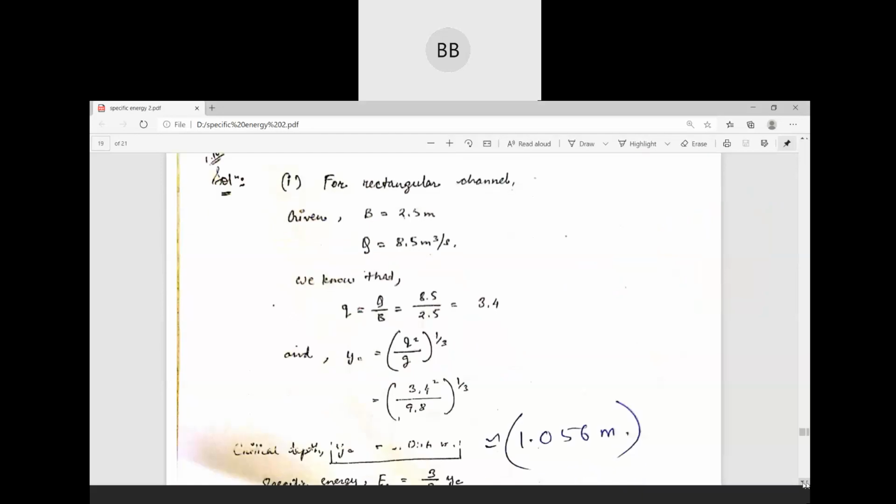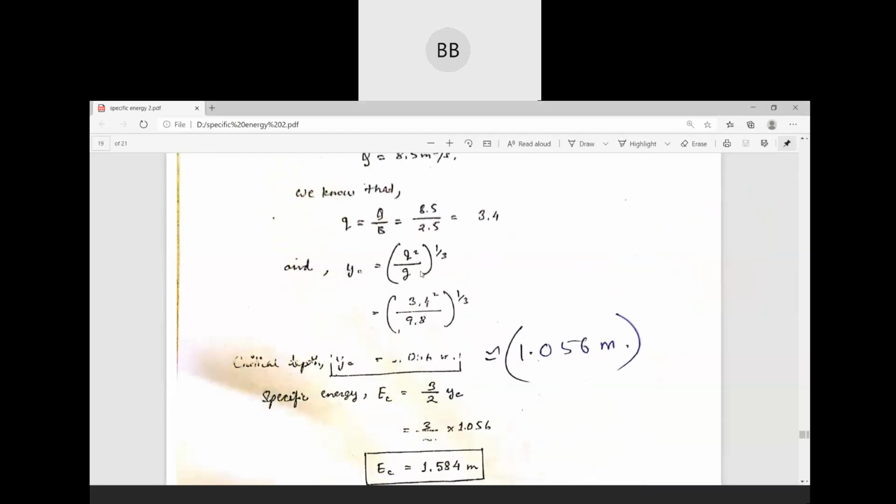YC equals q square divided by g to the power 1 by 3. g is 9.81, and q square you have already calculated, which is discharge per unit width. Find the YC value. You will get approximately 1 meter. And for the specific energy, we have already derived the equation, EC equals 3 by 2 YC. Whatever YC value you got, multiply it by 3 by 2 and you will get the specific energy.